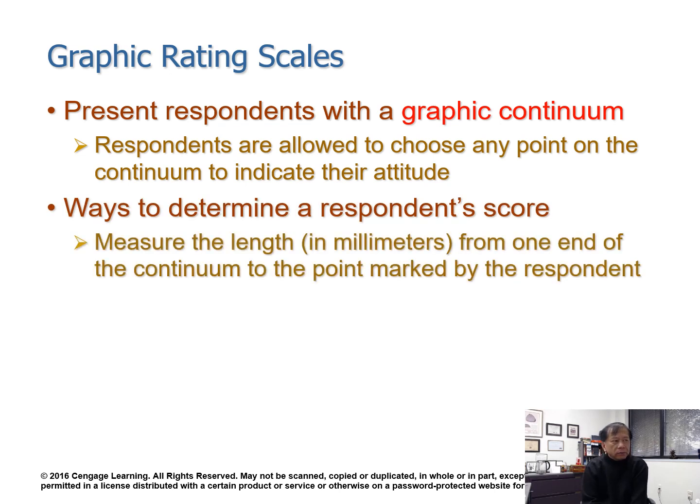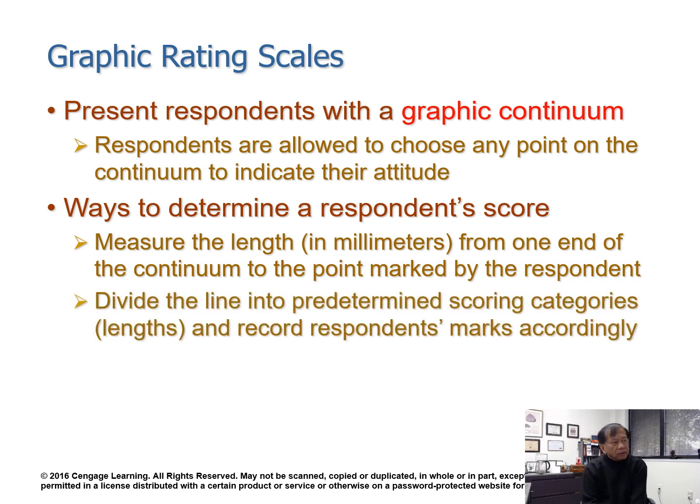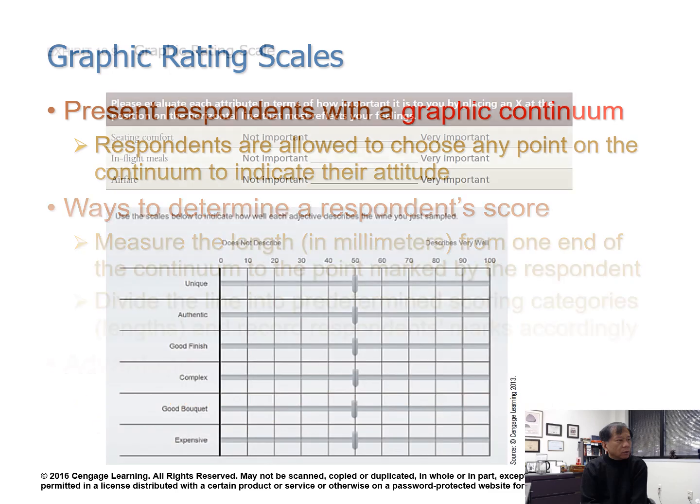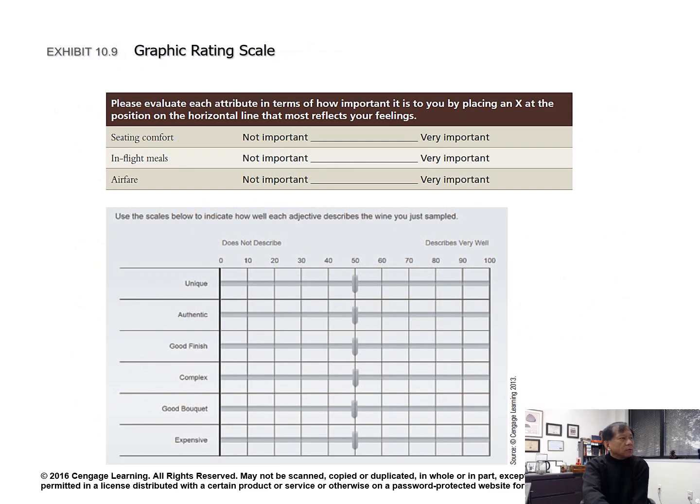There's a way to determine the respondent's score. Measure the length in millimeters from one end of the continuum to the point marked by the respondent. You can divide a line into predetermined scoring categories or lengths and record the respondent's marks accordingly. Okay? The advantage is that it allows researchers to choose any intervals for the purpose of scoring. Okay? This example here shows graphic rating scales.